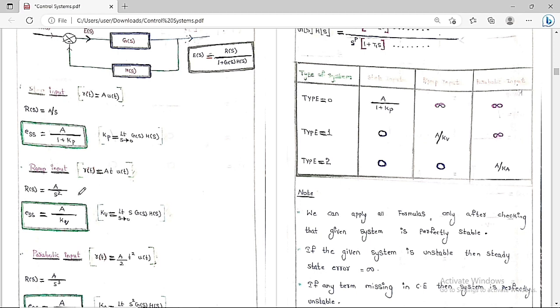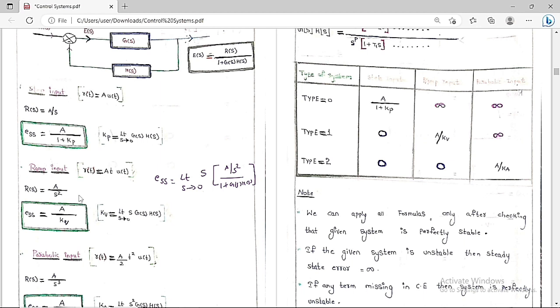You know the steady state error formula: limit s tends to 0, s into E of s. But E of s is equal to R of s by 1 plus G of s H of s, and the R of s value is A by s square. So A by s square by 1 plus G of s H of s. If we simplify, here s square, here s, so s is cancelled and we get s. If we take this s down, we get s plus s into G of s H of s.